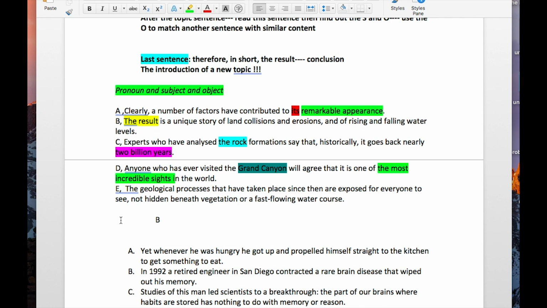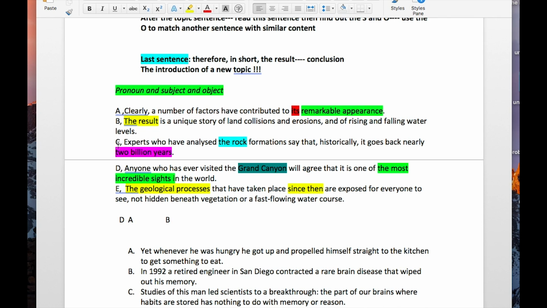So the geological process, there must be a process, right? So related to something, the geological process that has taken place since then, there must be a time mentioned before. Since then, there must be a time. Are exposed to everyone for seeing, not hidden beneath vegetation or fast-flowing watercourse. So far we know E is 100% not your topic sentence. Now we have our last option, which is D. Once we find D, we read D again. D's object is the most incredible sights. And which sentence mentioned something about incredible sights? It is A, remarkable appearance, so we put A after D.